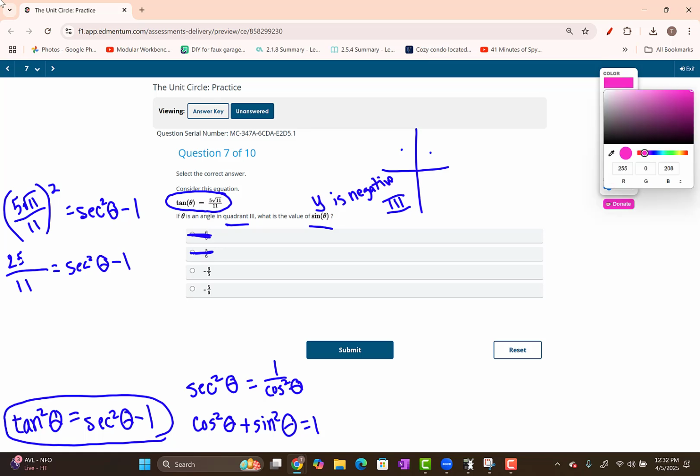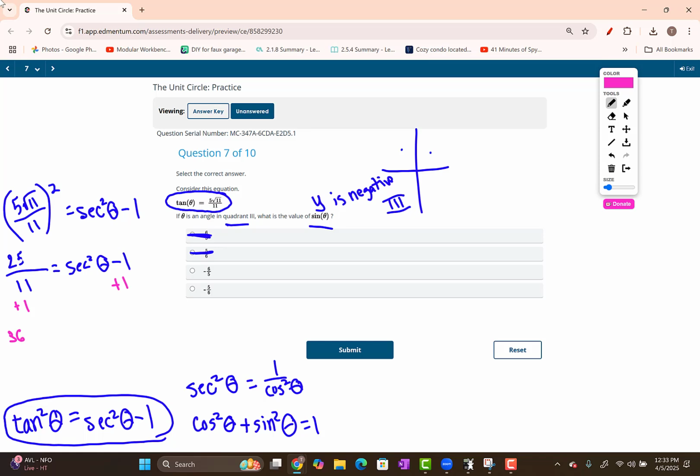Next, obviously going to add 1 to both sides. Could use a calculator, but we need to get a common denominator of 11. So we'd rewrite 1 as 11 over 11. 25 over 11 plus 11 over 11 is 36 over 11. Again, use a calculator to speed that process up just a little bit. All right, so we've solved for secant squared. We could take the square root of both sides, but we're not there just yet, because that's going to complicate matters. So let's continue with the Pythagorean identities.